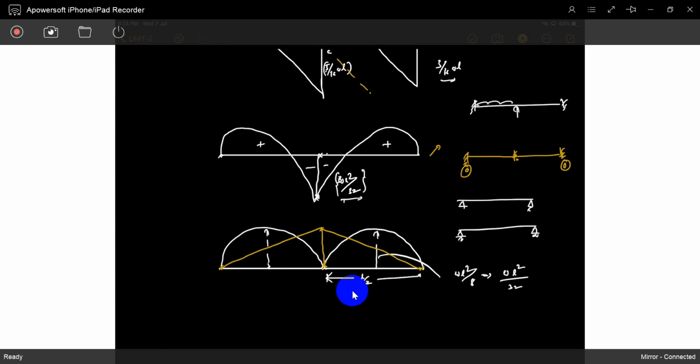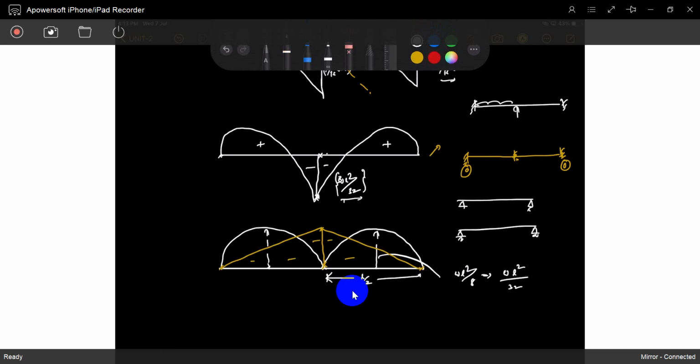The free moment is hogging, so negative, and the fixed end moment is positive. So negative and positive will cancel. This will cancel, this will cancel. Remaining is the moment, so just observe it. That's the same meaning.